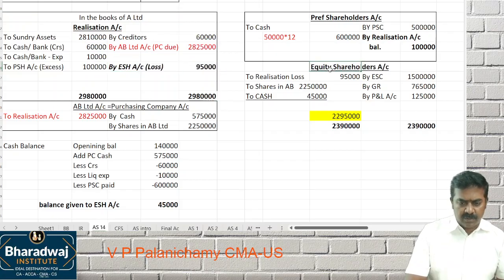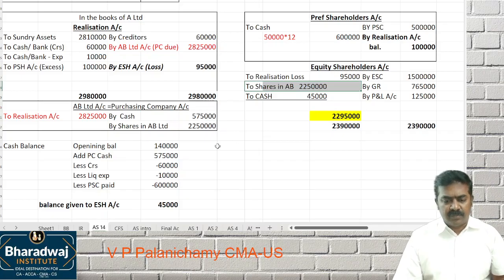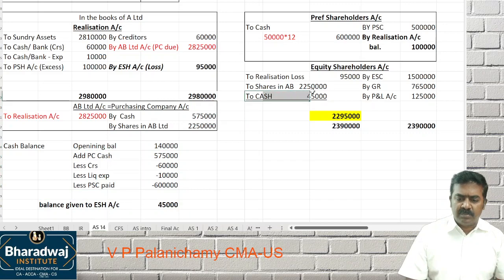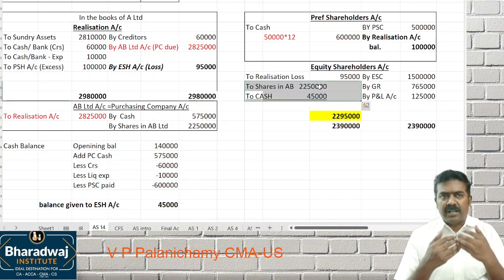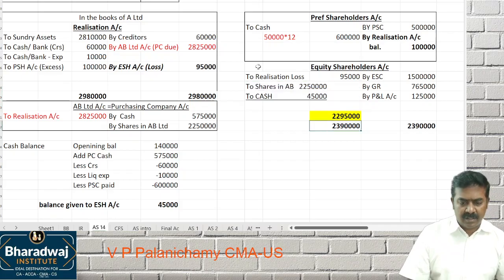In the equity shareholders account, we take their capital, reserves and P&L account minus the realization loss. We have to pay 22 lakh 95,000. How to pay? Shares will be allotted to them, 22 lakh 50,000. For cash, opening balance plus purchase consideration in cash, minus creditors, minus liquidation expenses, minus preference share capital paid. The balance is given to equity shareholders. The balance left with us will always be the balance in the equity shareholders account.